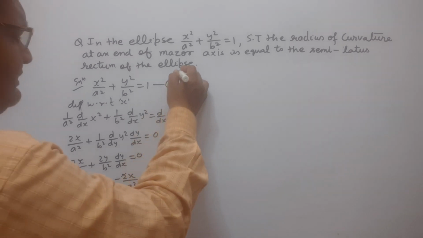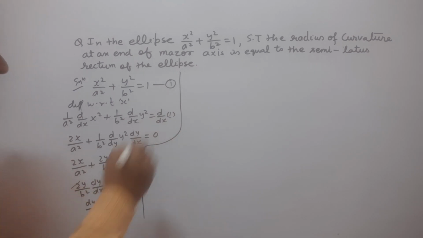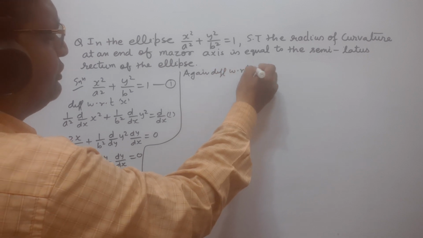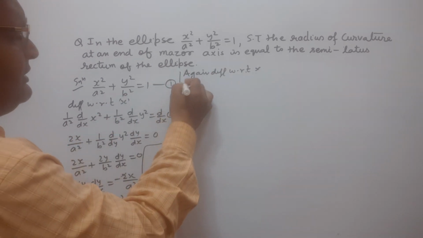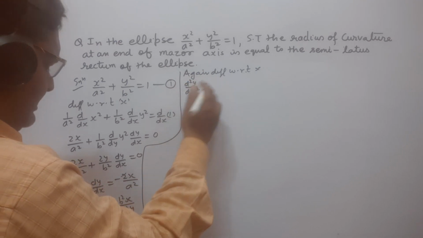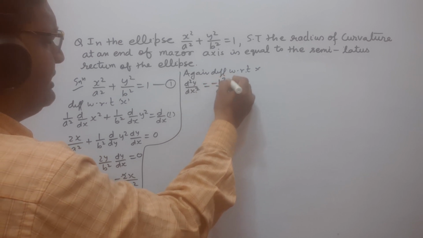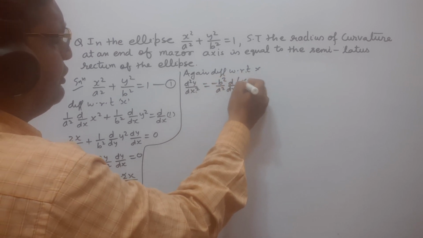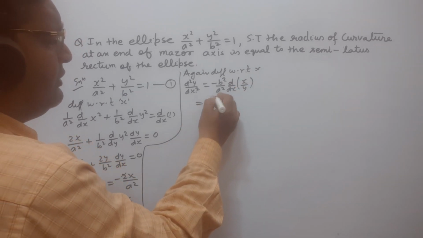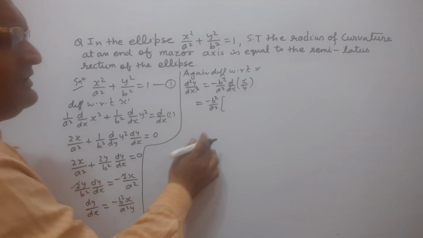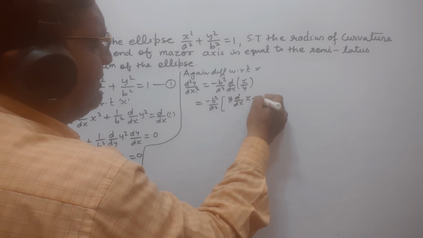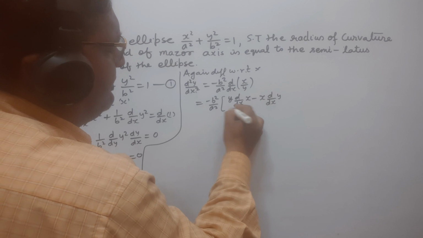Now again we differentiate this to get the value of d2y by dx2, so again differentiate with respect to x. We get d2y by dx2, that is minus b square upon a square, which is constant, and d by dx of x upon y. Now we differentiate this x upon y using the quotient formula of differentiation. So first we write the denominator and d by dx of the numerator minus the numerator and d by dx of the denominator upon denominator square.